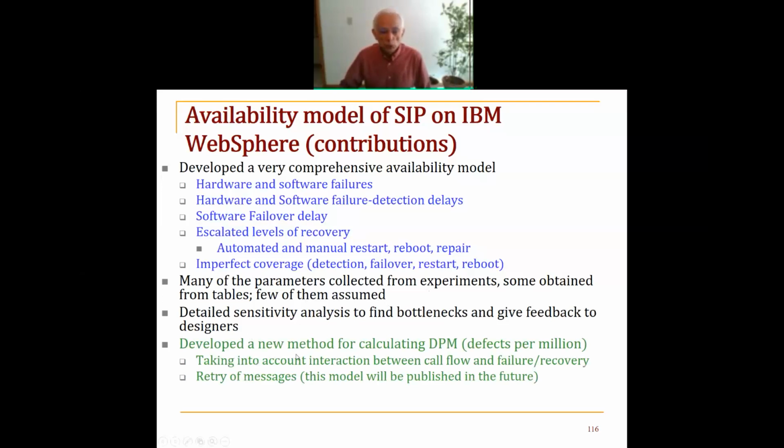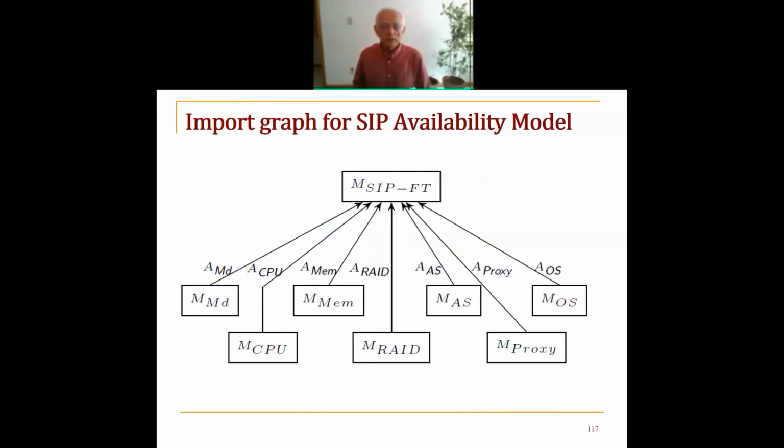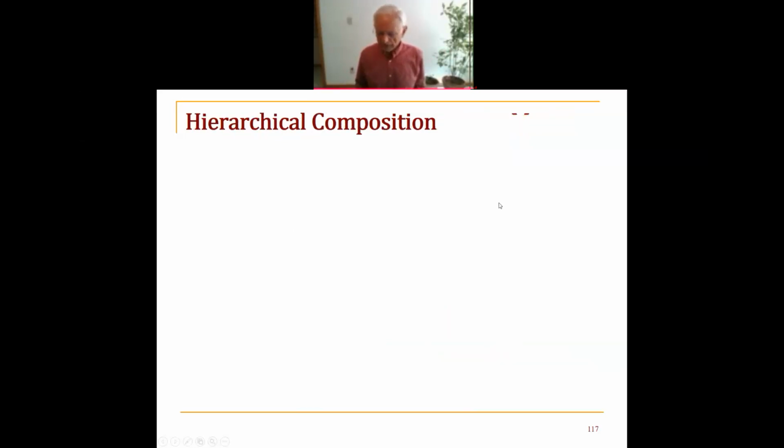And we developed a new method of calculating DPM, defects per million, taking into account the interaction between call flow and failure recovery and retry of messages. And this is published now. This is an old slide. This model will be published in the future. And this model was responsible, I was told, for the sale of the system by IBM to the customer. And you can see the import graph in this case, based on what we discussed so far.